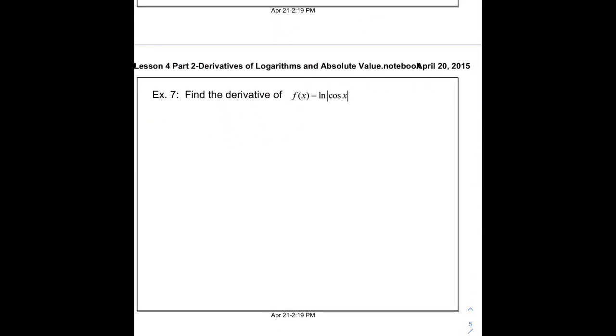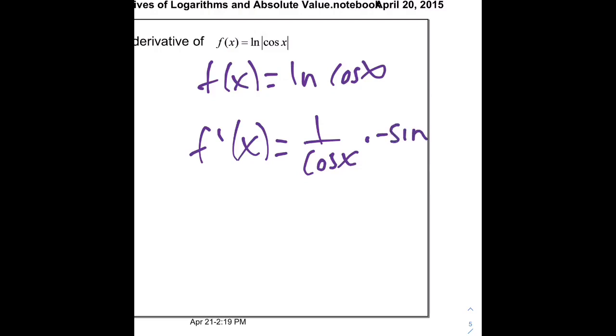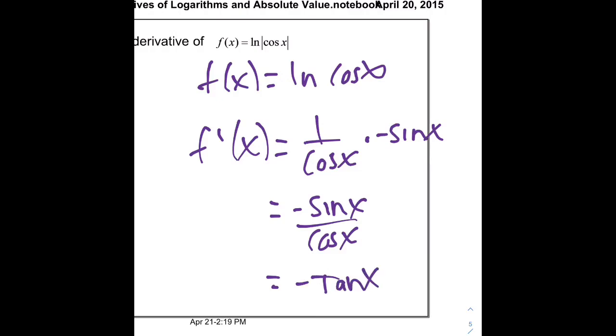Find the derivative of f of x is equal to the natural log of the absolute value of cosine x. You really can just treat this as the natural log of cosine of x without the absolute value bars. That's what we just went through. So this derivative would be 1 over cosine x times the derivative of cosine x, which is negative sine x. Full credit for AP would be negative sine x over cosine x, but they would probably write this as negative tan x.